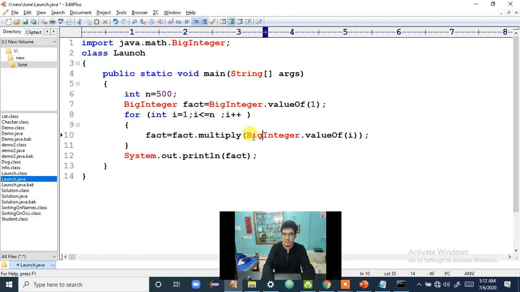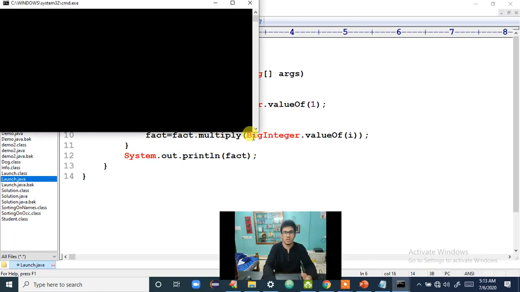Now you think and tell me, for the multiply method, left side, is it big integer type? Yes, fact is of big integer type. Right side of the multiply method, is it big integer type? Yes, that is also big integer type. So this is the way I'll be getting the answer now. So let me say n value is 4, right? What is 4 factorial? 1 into 2 into 3 into 4 is 24.